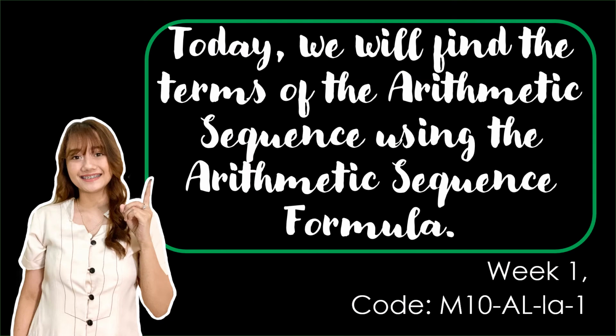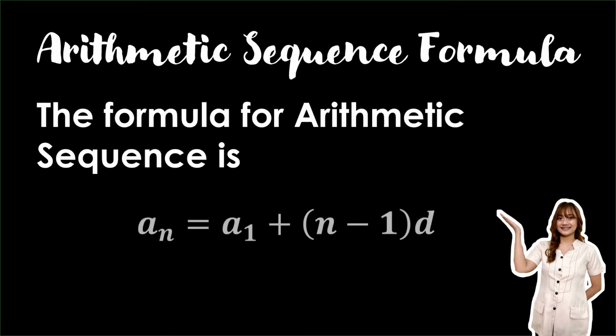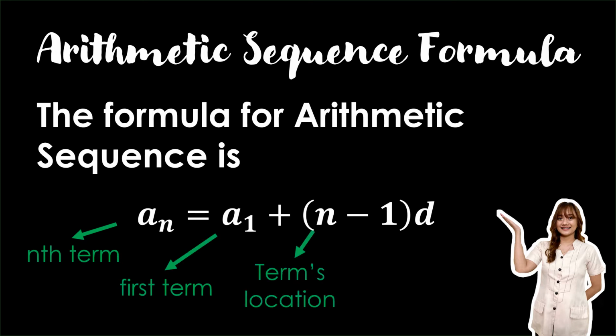Now today, we will find the terms of the arithmetic sequence using the arithmetic sequence formula. The formula for arithmetic sequence is a sub n is equal to a sub 1 plus the quantity n minus 1 times d, where a sub n is the nth term, a sub 1 is our first term, n is the term's location, and d is the common difference.